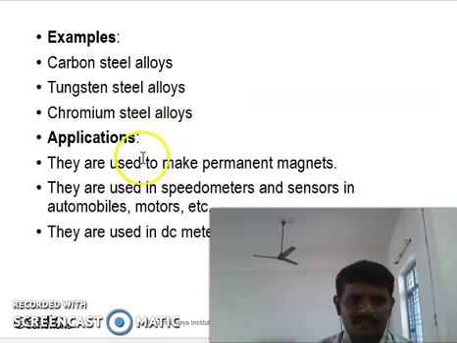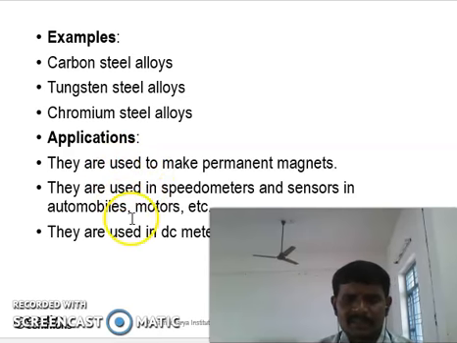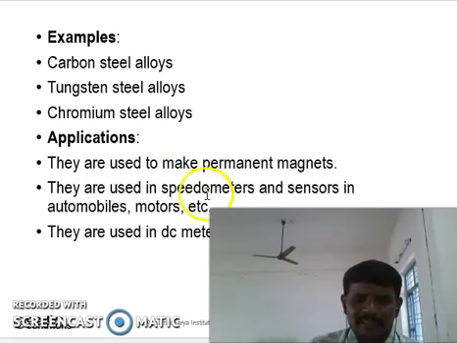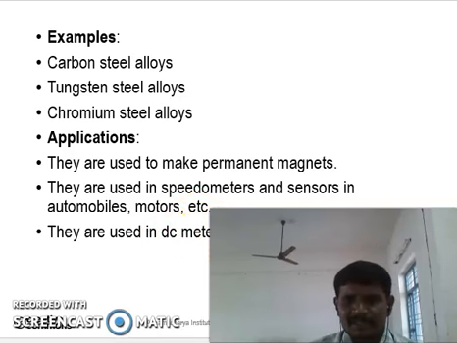The applications of these hard magnetic materials: they are used to prepare permanent magnets. These permanent magnets are used in loudspeakers and detectors. The hard magnetic materials are used in speedometers and sensors in automobiles and motors. They are used in DC meters and measuring devices. This is the classification of magnetic materials based on the formation of the hysteresis loop or B.H. curve.